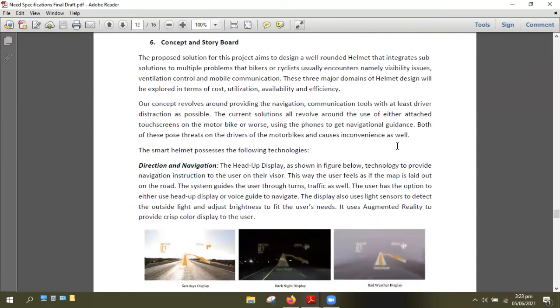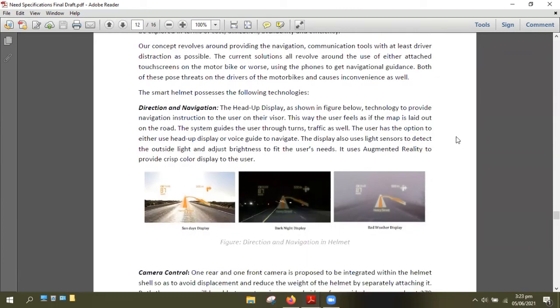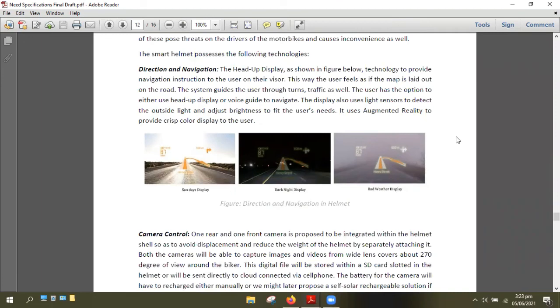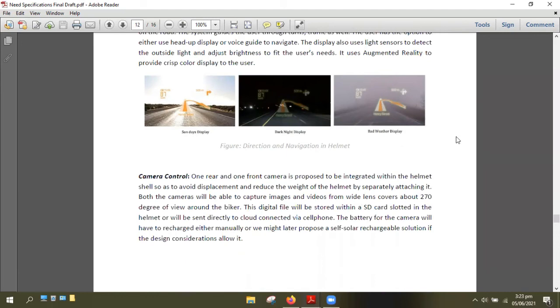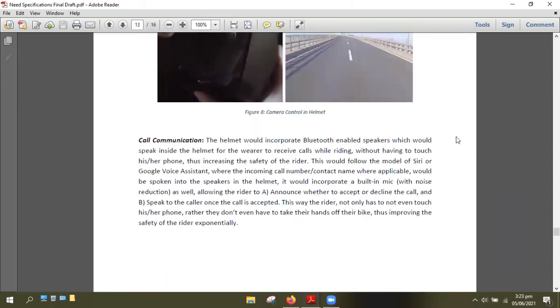Right. So once we had these existing solutions identified, the next step was to identify how our solution should be different from these existing solutions, for which we had to perform storyboarding and concept mapping. We identified what requirements we want from the navigational and direction domain of our solution. Similarly, what requirements we want from the camera control, what purpose the camera would serve in our solution, and what purpose the call communication aspect of our solution would be serving.